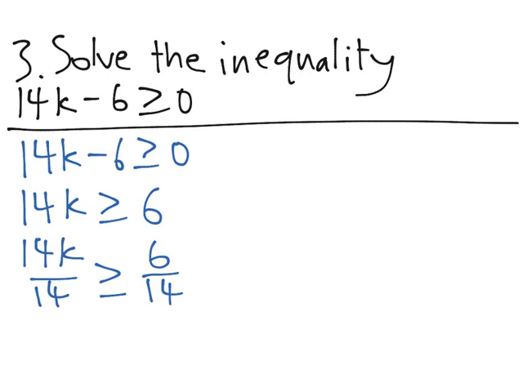Note that we do not flip the direction of the inequality since we multiplied by 1 over 14, which is non-negative. So we're left with k on the left side greater than or equal to 6 over 14, which simplifies to 3 over 7. So k is greater than or equal to 3/7.